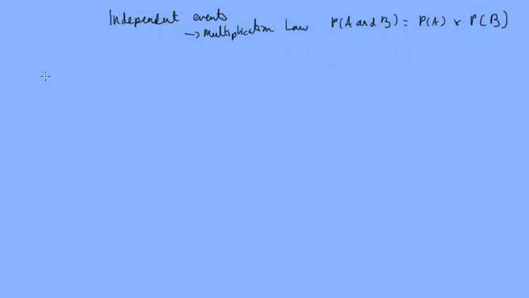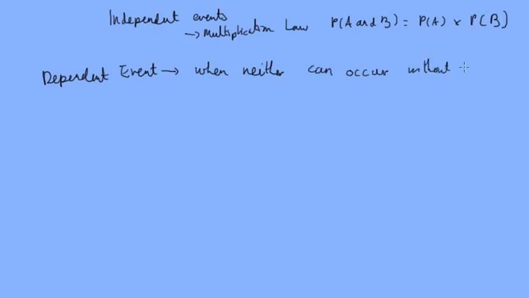A dependent event is when neither can occur without being affected by the other.